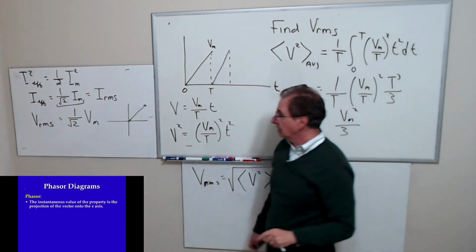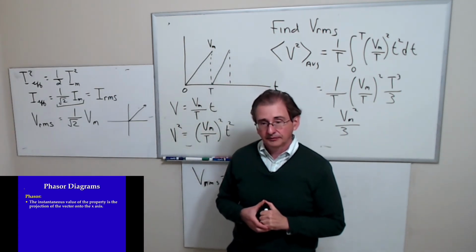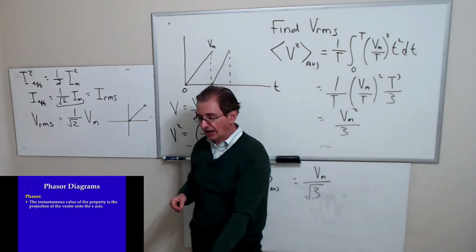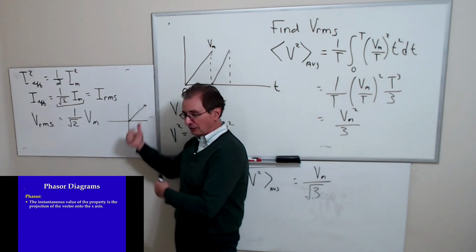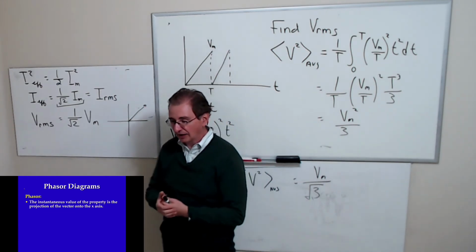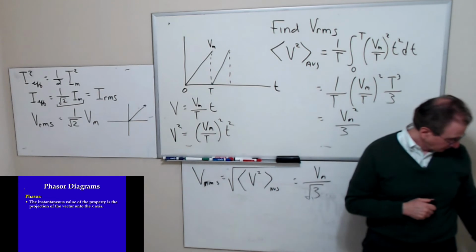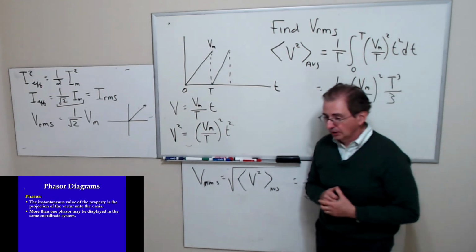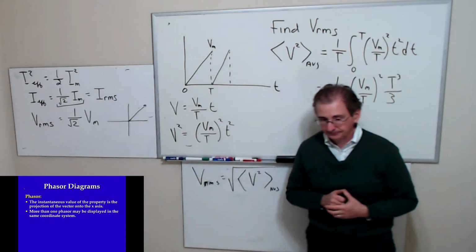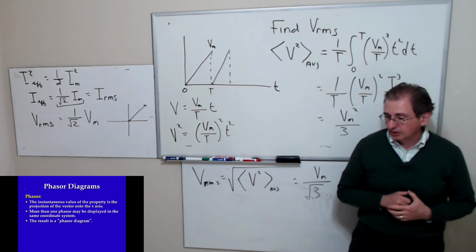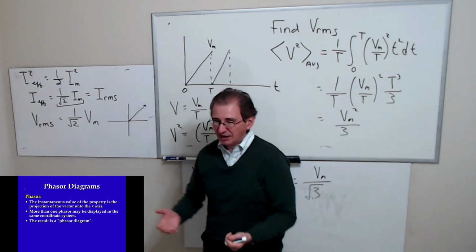The projection of this vector onto the x-axis represents the instantaneous value. In other words, the dot product of this vector with respect to the x-axis gives you the instantaneous value of that property. And you can always display more than one phasor in the same coordinate system. And so the result is a phasor diagram. And you can add phasors, just like you would add vectors.